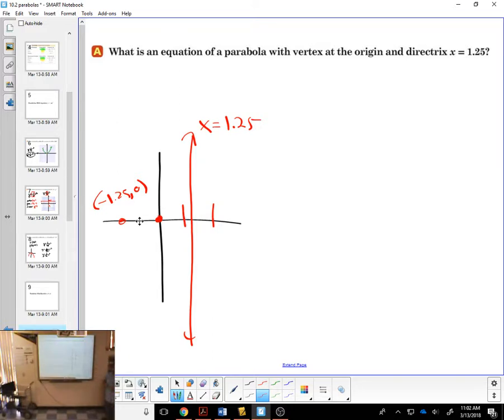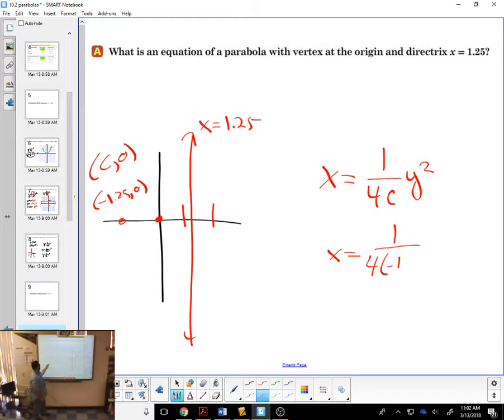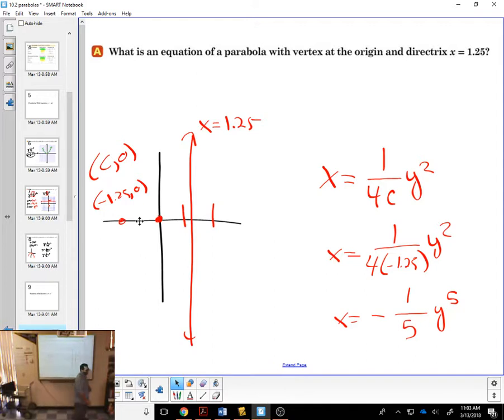Well, if I want to write the equation, what's the only thing I really want? C. And because this is a horizontal parabola, my focus is in the form of C, comma 0. Remember I said the x and y swap places? So all I've got to do is plug it in. X is equal to 1 over 4c times y squared. X is equal to 1 over 4 times negative 1.25 y squared. X is equal to negative 1 over 5 y squared. And there's my equation.